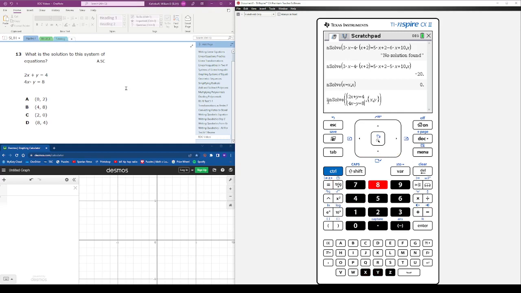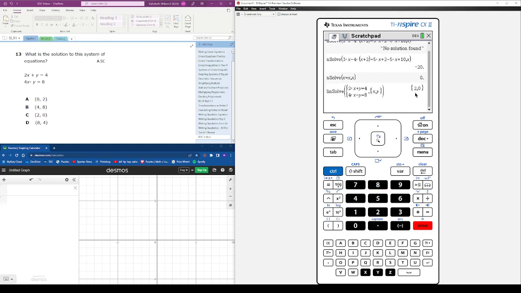Now I hit enter. It's already set up to solve for x and y, so we don't have to type the variable like we did up here. We already took care of that in the initial setup at that dialog that popped up. So we hit enter, and it says our solution is x equals 2, y equals 0, and we get C as our answer. So basically a free answer just by the calculator solving that system.